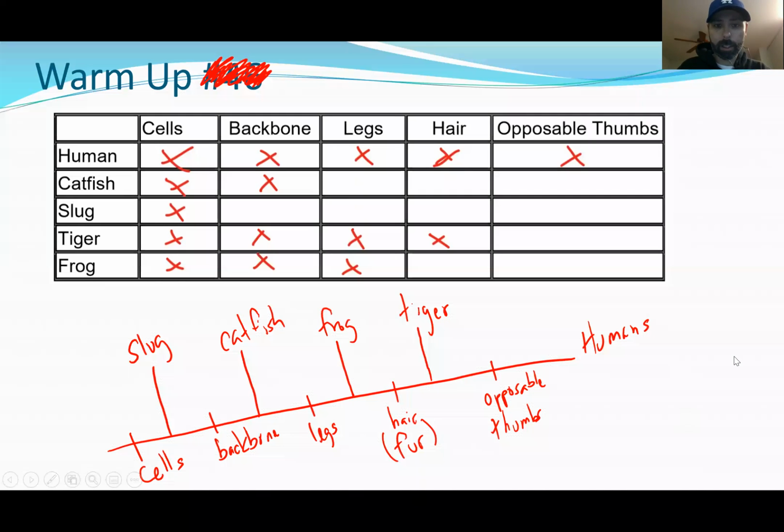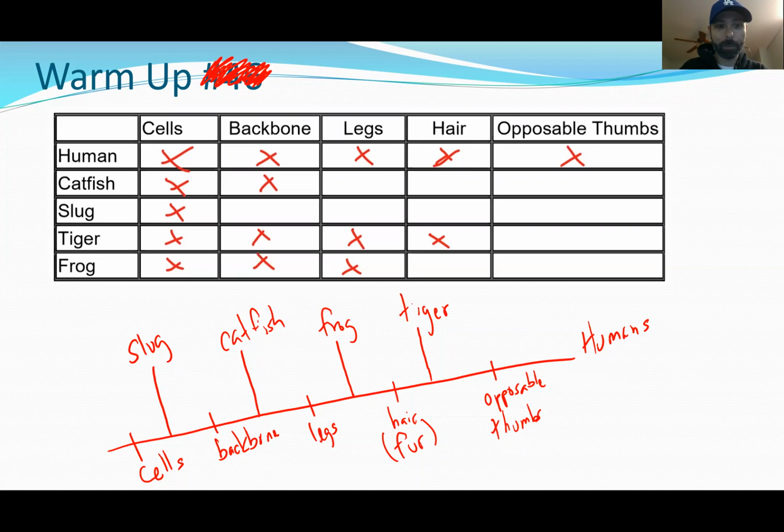Hi guys, quick video here about the pre-lab that you did on Friday and a wrap-up about the cladograms that you did on Friday, and then I'll make another video for the first part of the actual lab separately. So cladograms are how we show evolutionary relationships.